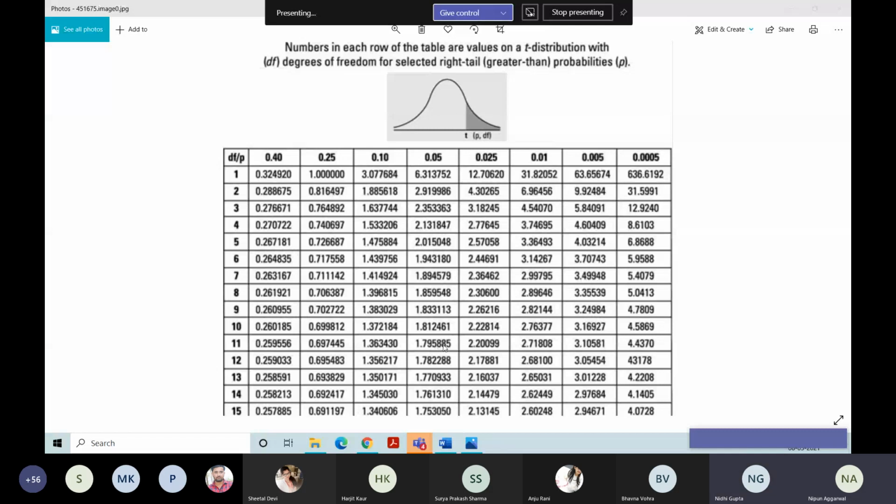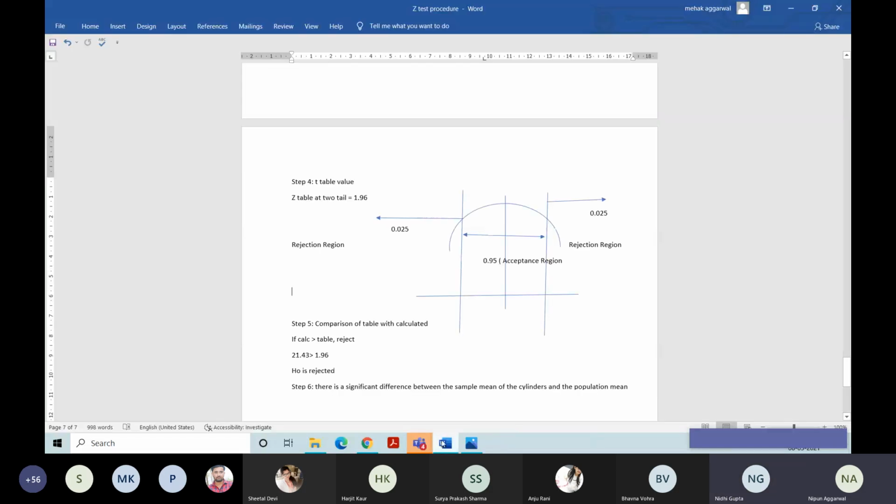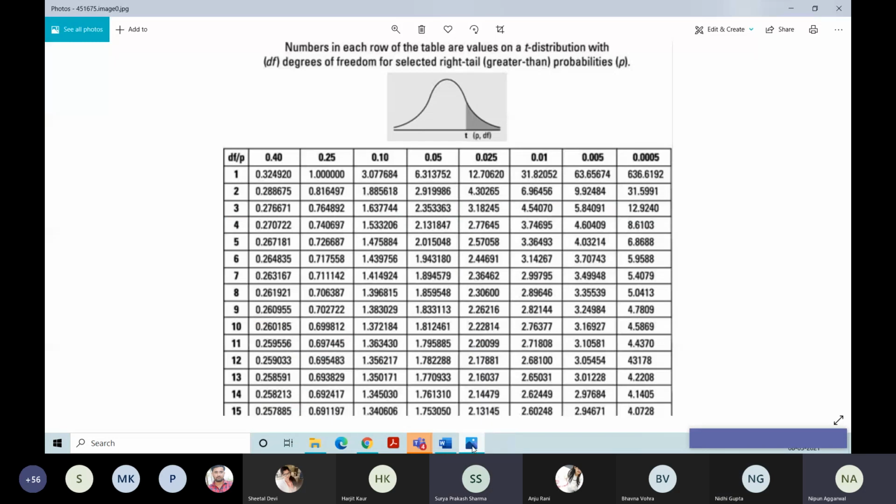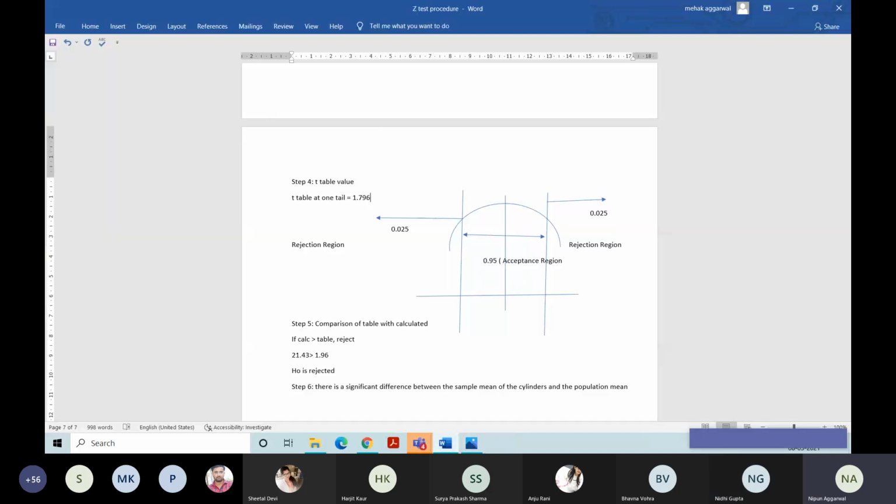1.796. Fine. So here is the T table value at one tail. T table value at one tail is 1.79. How much it is? 1.796. So it is 1.796.